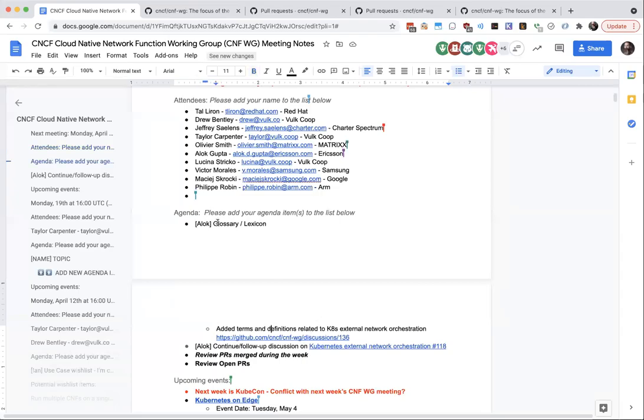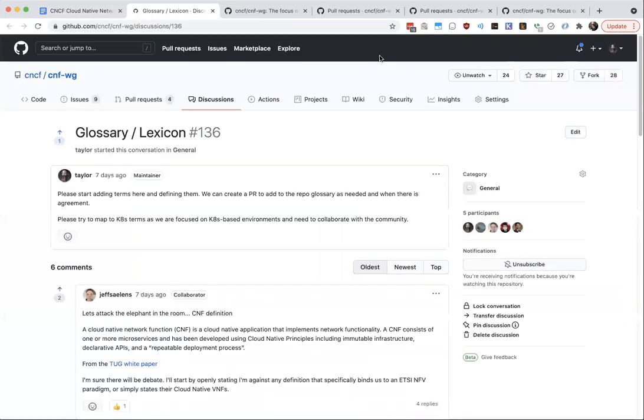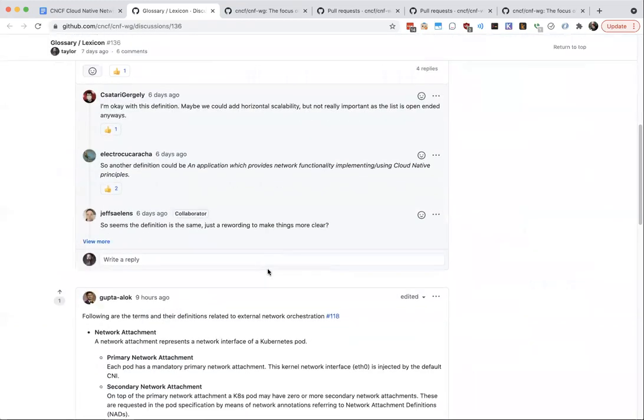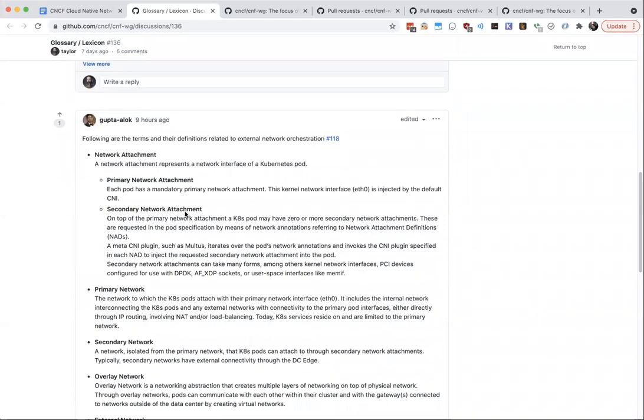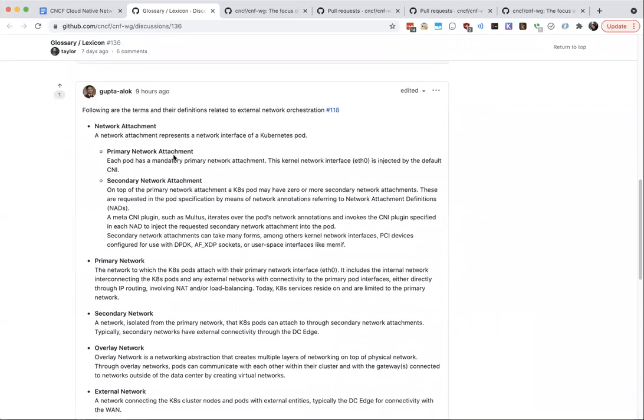All right, so first item, this glossary lexicon. Open that up. Yeah, so I think you created this discussion for the terms that need to be added to the glossary, and we can agree upon them here and then create a PR, as it says. So I added a couple of them, like network attachment, which relates to primary as well as secondary networks, and different types of networks like overlay, external networks, tenant networks.